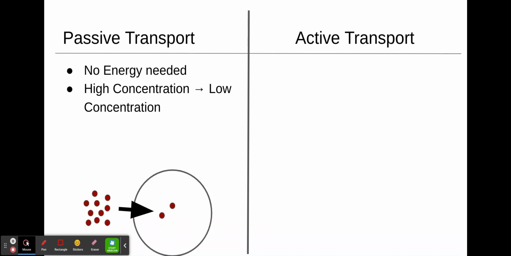We already know that they're going to go from a high concentration to a low concentration, where there's a lot to where there's a little. They want to reach equilibrium. Okay, you can go ahead and draw that little picture on the bottom if you want. There's some extra space.